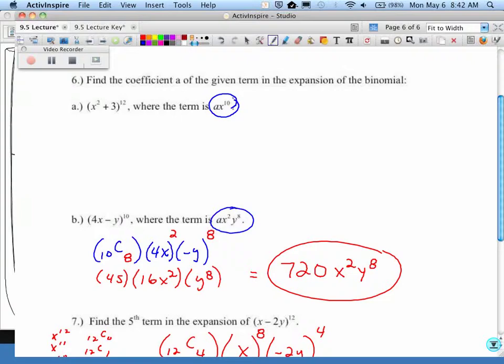So the outside exponent is a 12. We're going 12c something. I'm going to have x squared, and I'm going to put a 3 there. So that's how we start out every one of these when we find the terms. This is what it looks like. There's 3 parts. There's a coefficient, the first part of the binomial, and the second part of the binomial.